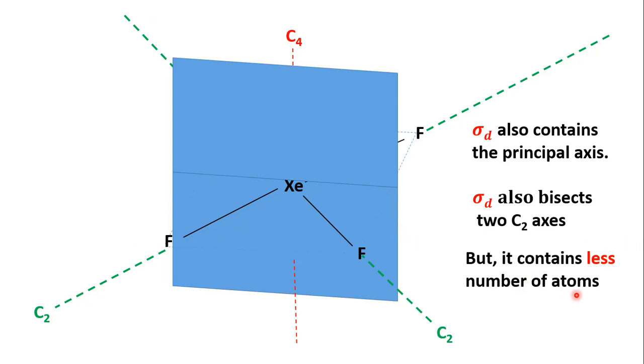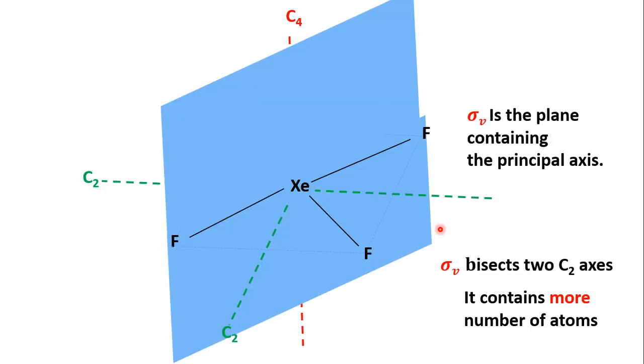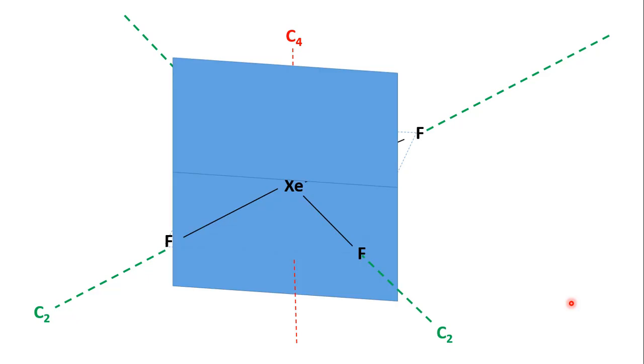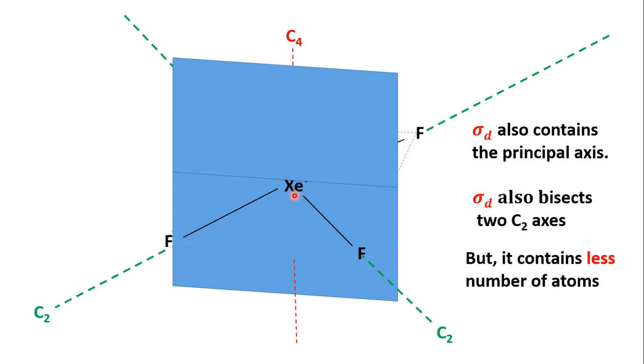But it contains less number of atoms. It contains only one atom, xenon. These two fluorine atoms are not in the plane, they are in front of the plane. There are two other fluorine atoms behind the plane. The plane contains only the xenon atom. Compare it with the earlier plane. That plane contains three atoms: fluorine, xenon, and fluorine. That is why we have given it as more number of atoms, whereas this plane contains only one atom, and so we have given it as less number of atoms, and this is the dihedral plane of symmetry.